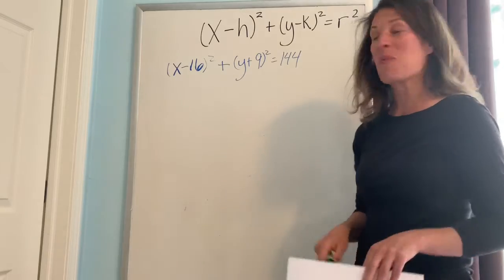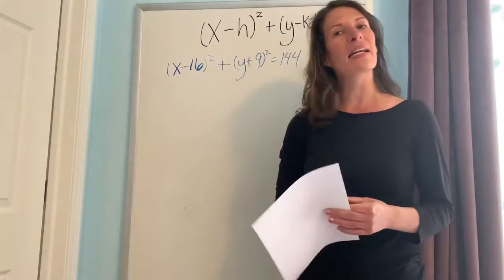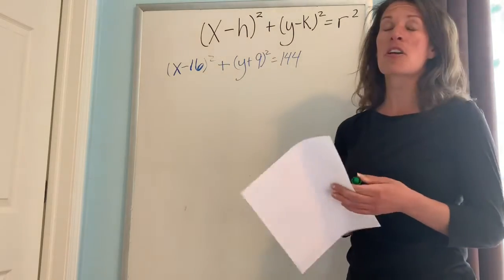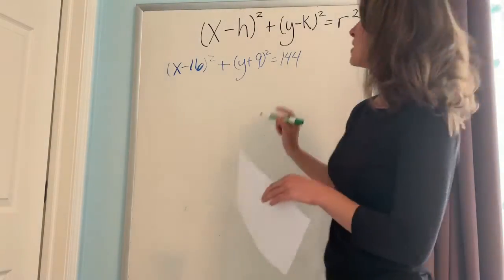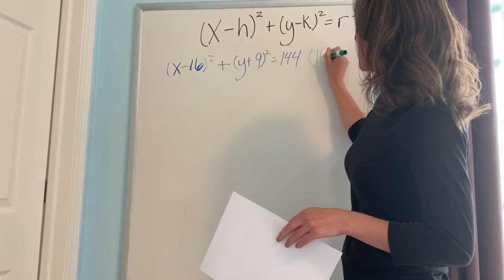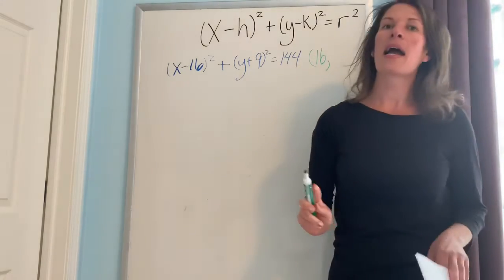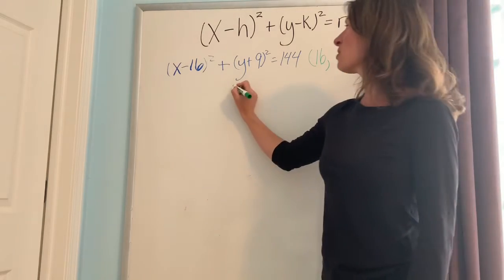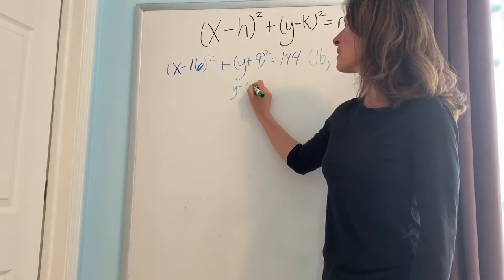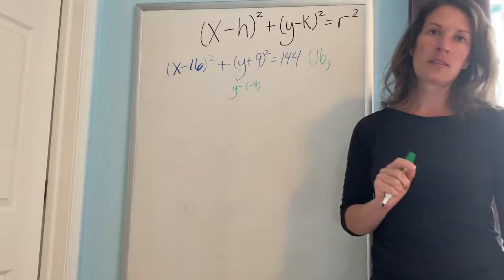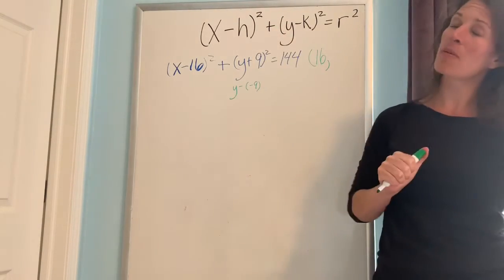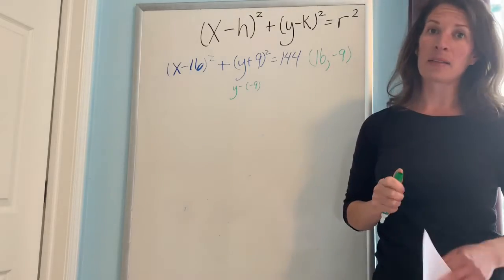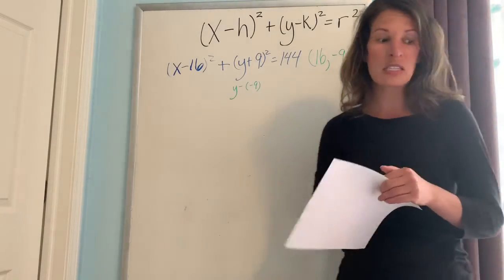Back to Algebra 2. We have x minus 16, so that means that our center is going to be at 16. And for our y value, it's supposed to be a minus, so this really becomes y minus a negative 9, because remember, it's a minus, that's what we have here. So our y value is at negative 9. That is where the center is.